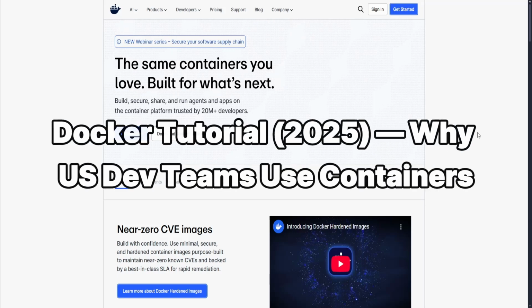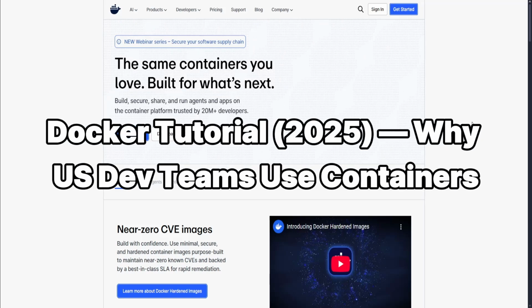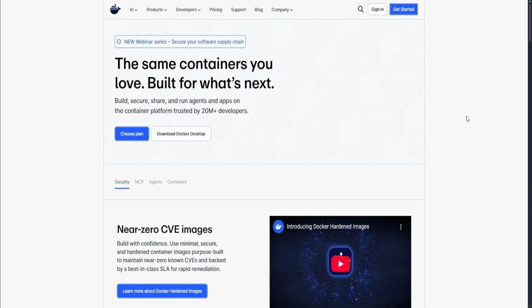Docker tutorial in 2025. Here's why US dev teams use containers. So Docker is a containerization platform that allows US development teams to package applications and dependencies into portable, lightweight containers for consistent deployment across environments.